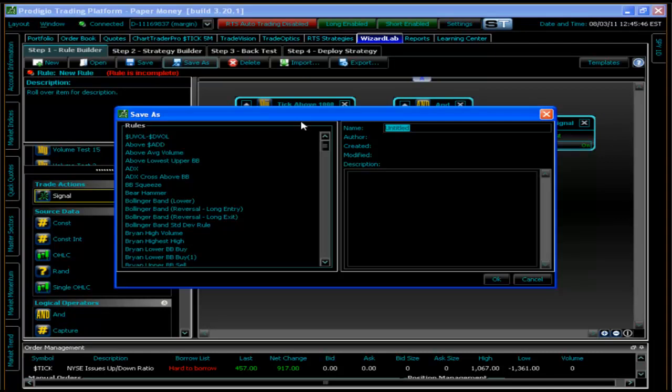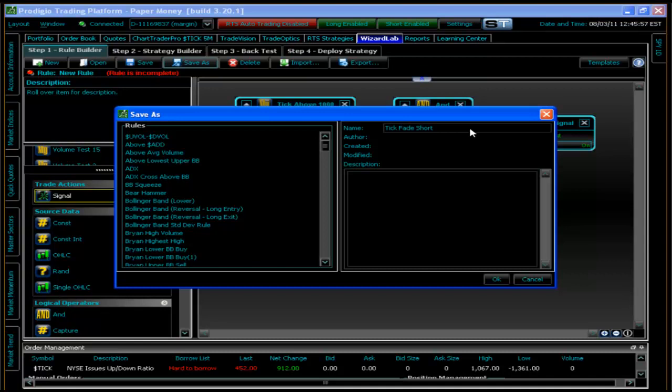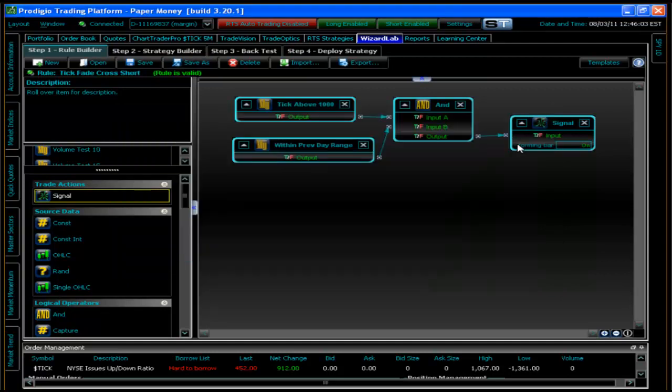This is now my rule of tick fade short. Oh, and do I want to replace it? Well, let me give this another name. Let me call this tick fade cross short, right? Because I talked about that filtering condition. It's basically saying when the tick crosses above 1,000 and I'm within the previous day range, I'm going to want to go short.